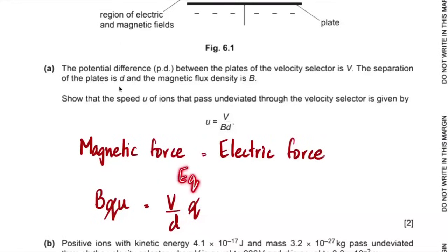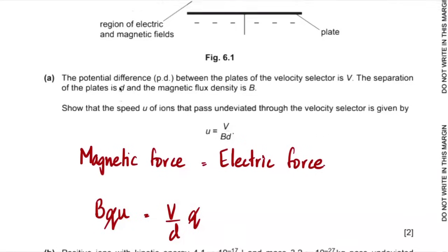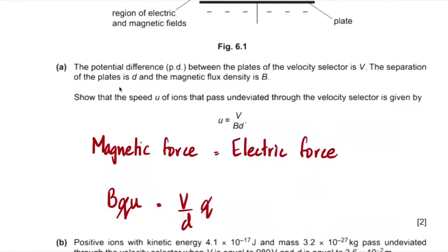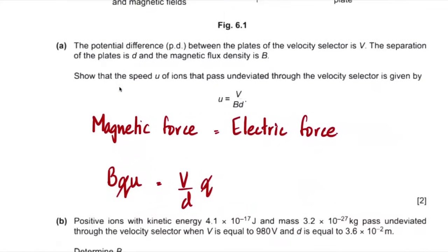Electric field strength is the force acting per unit charge. So I multiply this by the charge. And because this is a case of a uniform field, instead of E, I can write V over D. So the Q's cancel out. I need U as the subject, right? So instead of BQV, I wrote BQU because that's the symbol the examiner uses. And I just make that the subject. So U equals V over BD.